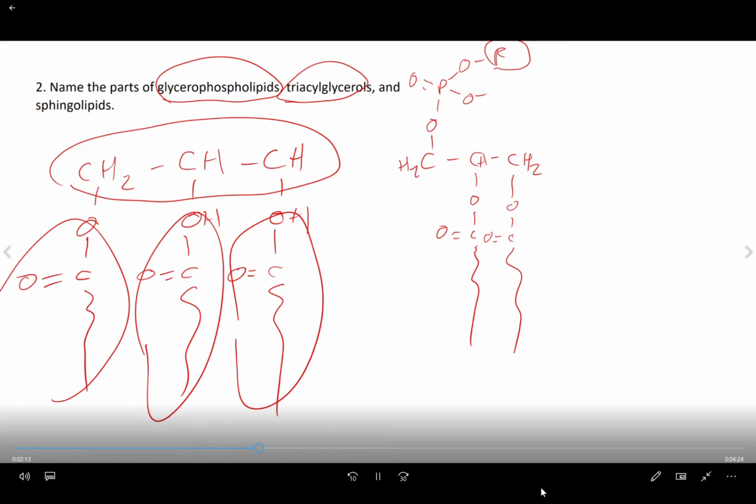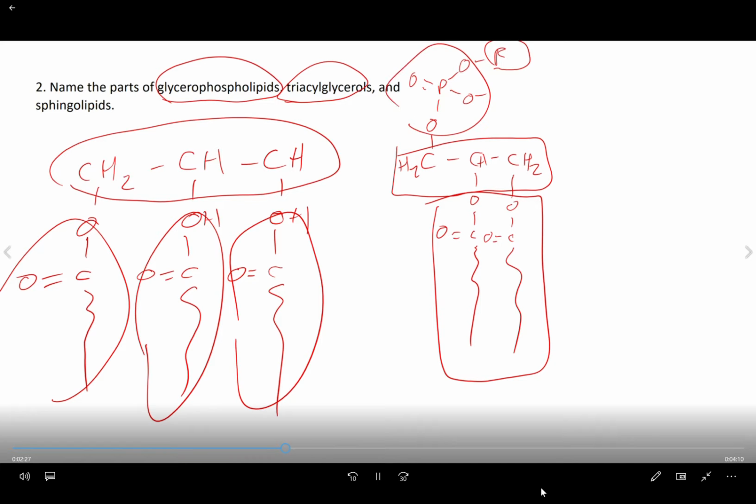All right, so basically then our glycerophospholipids are going to have 4 different components to them. They're going to have the glycerol part. They're going to have 2 fatty acids. They're going to have a phosphate, and they're going to have the head group. Now, the sphingolipids are our last class mentioned in this question.